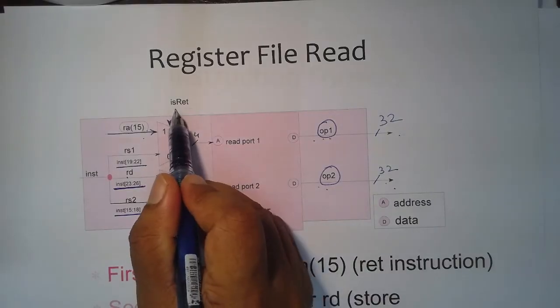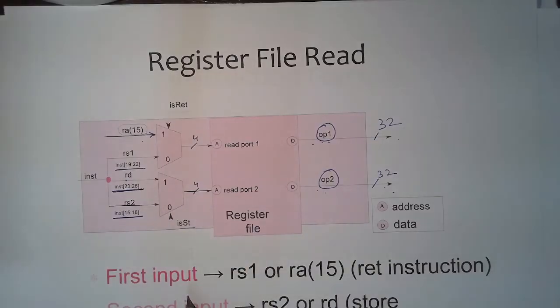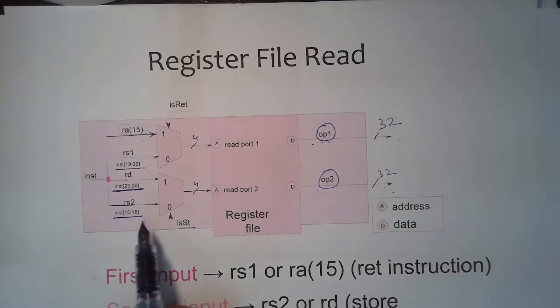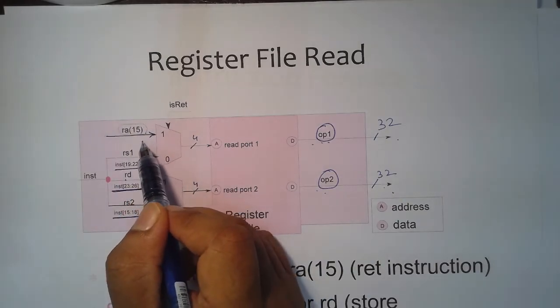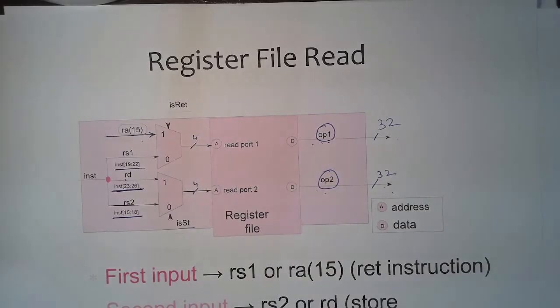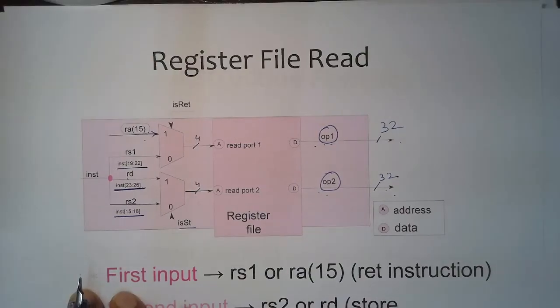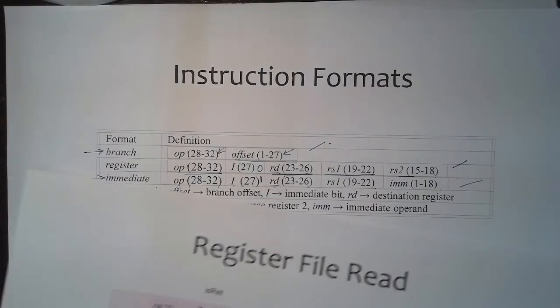Similarly, to accommodate the return instruction, we need this mux, because if this is a store instruction, then the RD needs to be read, which for any other instruction we do not have to do. And if it is a return instruction, then we have to read the return address, and that is why you have to read the RA15. Hope this makes sense. So, this is what you do in the register file read stage.